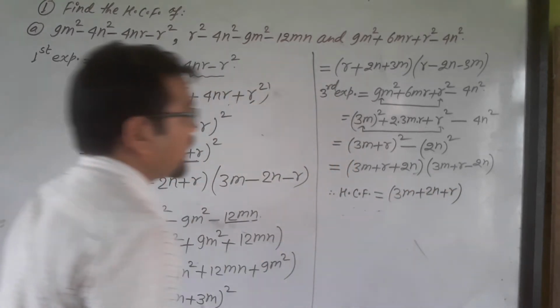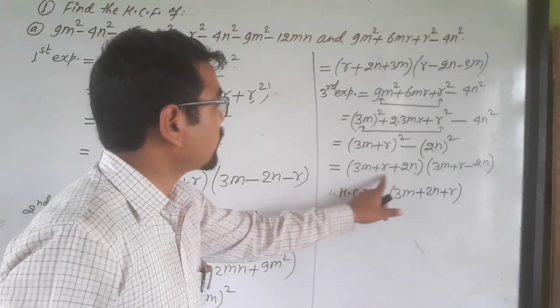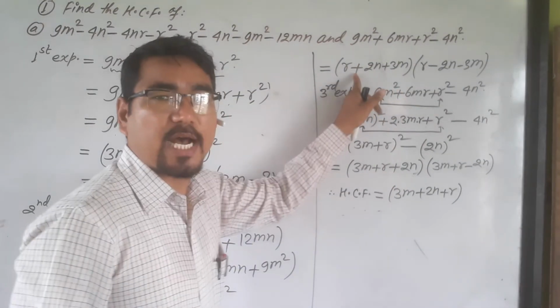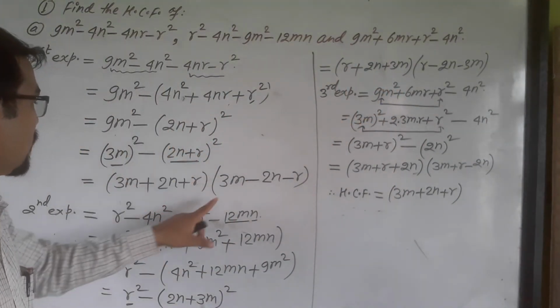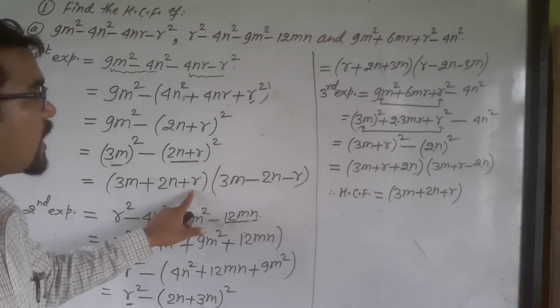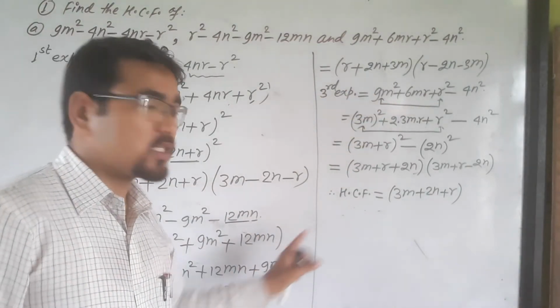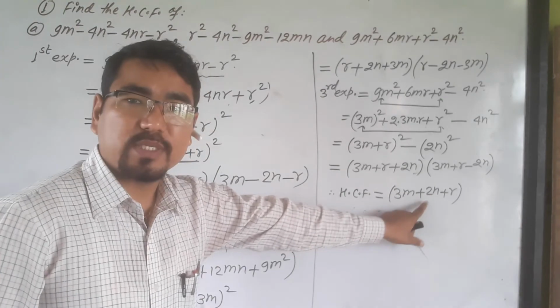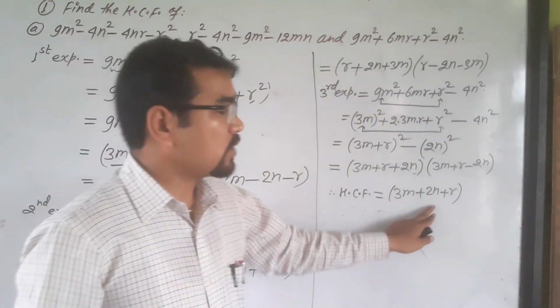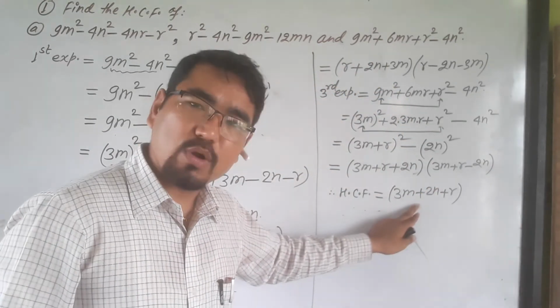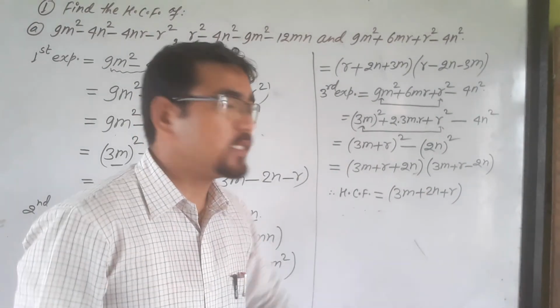Like this we can write 3m plus 2n plus r, 3m plus 2n plus r. There also 3m plus 2n plus r. This expression is present in all these expressions. So this is the common factor, and this we can write as the answer. In this way we can do it.